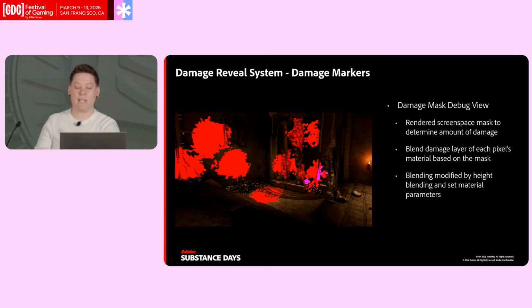Lastly, we have the damage mask debug view. So how do we know which regions are damaged? First, a screen space mask is rendered, which determines the amount of damage. Then the damage layer of each pixel's material is blended based on the mask. This blending is additionally modified by the material's height map, as well as some other set material parameters.